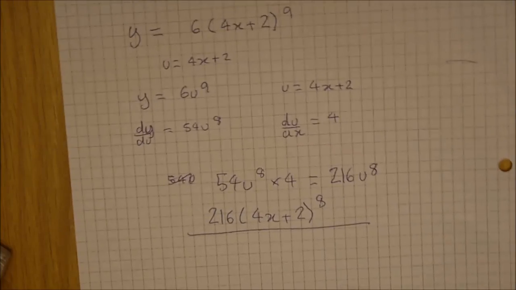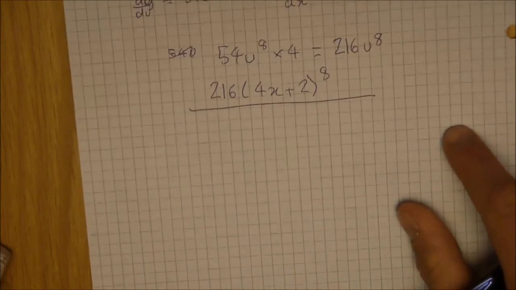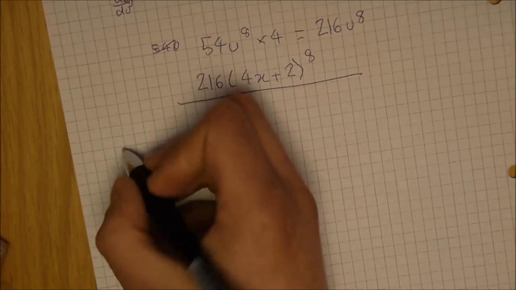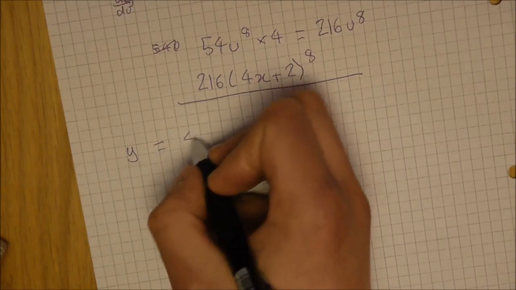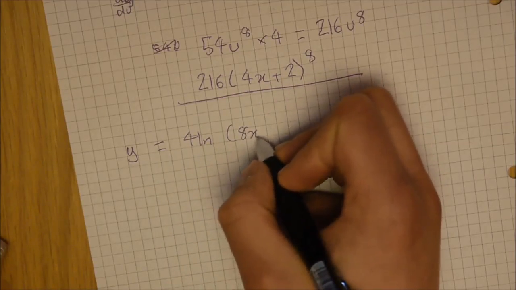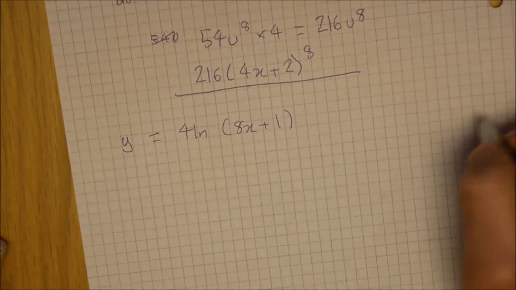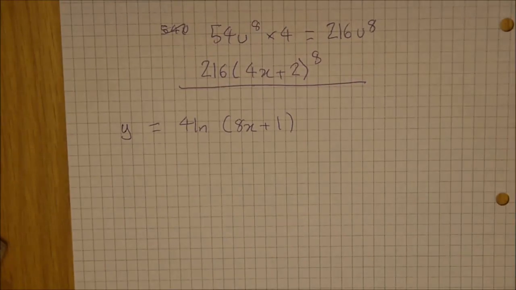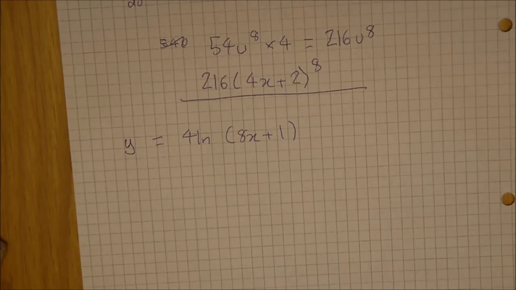That's one example. Now, I'm sure you'll probably want another one, so we'll give you another one. And we are going to take the example of this one because this is a bit harder. y equals 4 ln(8x + 1). So again, even though it's got ln in, as we know, we can differentiate ln.